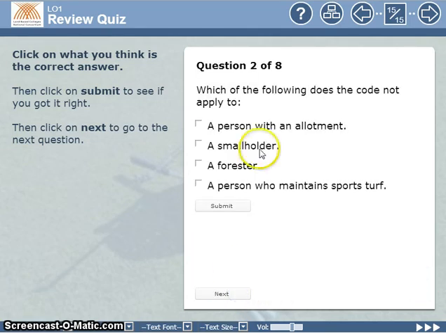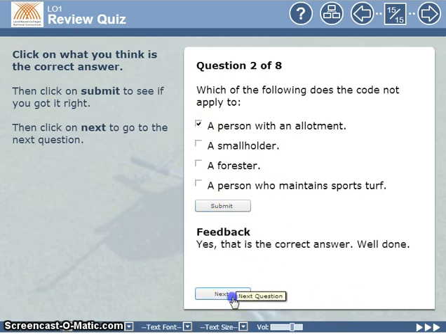Okay. Which of the following does the code not apply to? A person with an allotment, a smallholder, a forester, a person who maintains sports turf. So I'm going to go for an allotment because that's just like a DIY user.